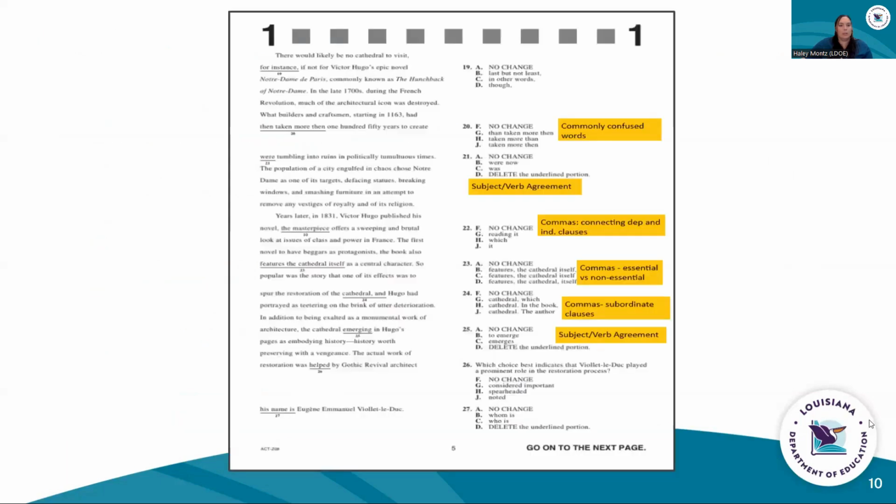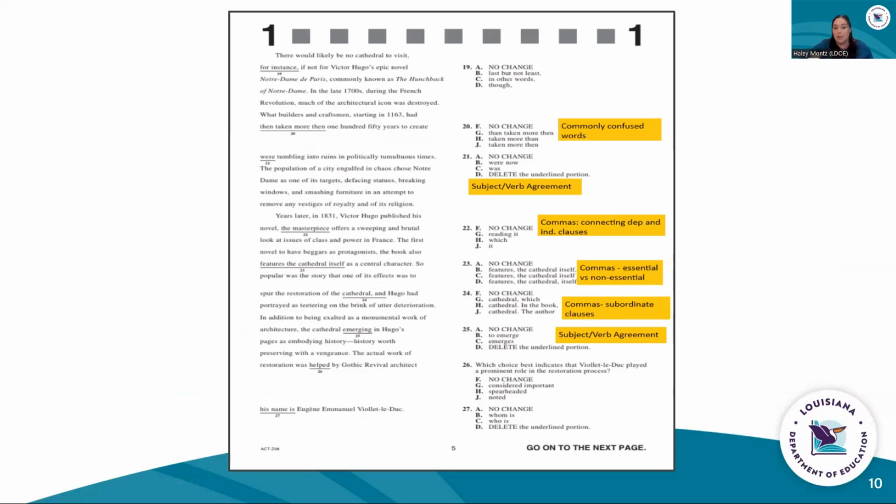So let's look at some examples. If you look on the screen, I've got several examples of different types of CSE questions that are marked with the yellow boxes. And on just this page alone, there's 1, 2, 3, 4, 5, 6 questions that are CSE, just to prove the point that it is the majority of the test.